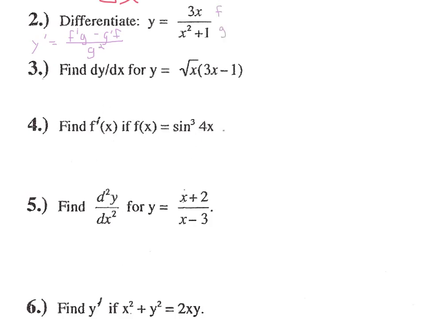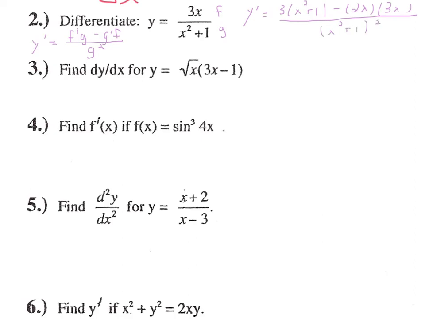So the derivative will be the derivative of the top, which is 3, times the bottom, x squared plus 1, minus the derivative of the bottom, which is 2x, times the top, all over the bottom squared. And we'll just leave that as x squared plus 1 squared.